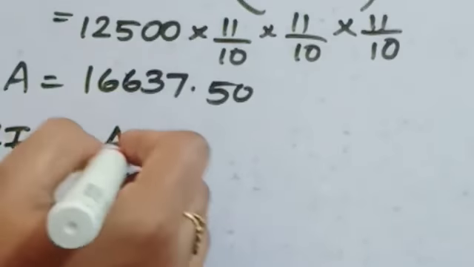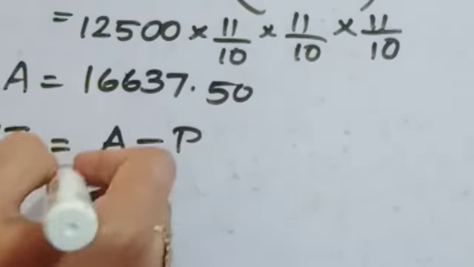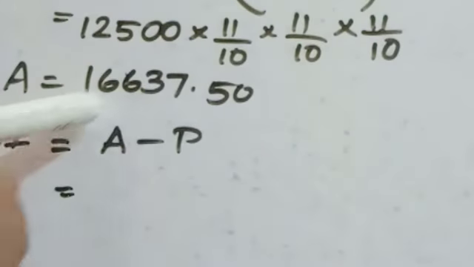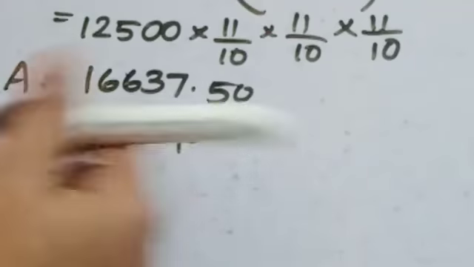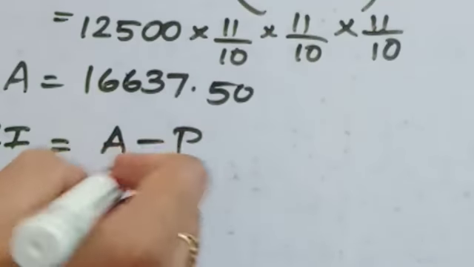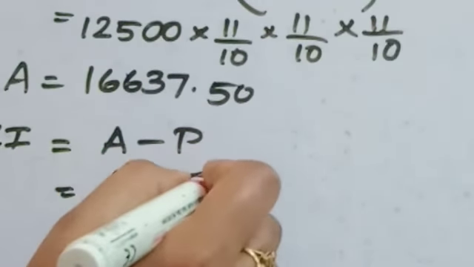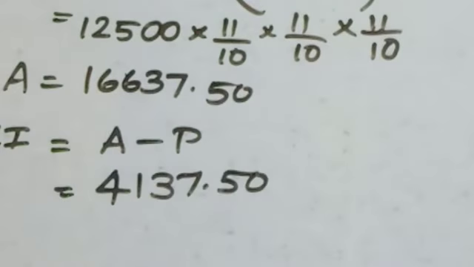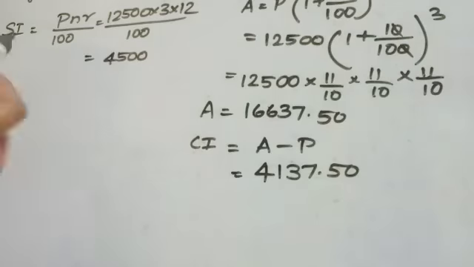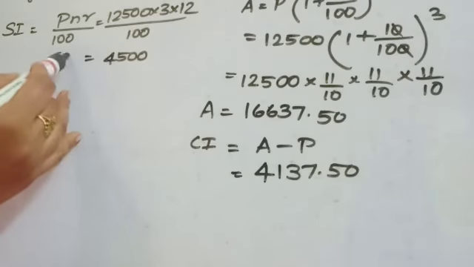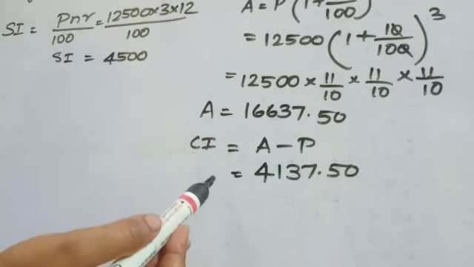This is the amount, and now we want to do the calculation for compound interest. For that we have to just subtract principal from amount. So 16,637 rupees 50 paise minus 12,500 gives you 4,137 rupees 50 paise.